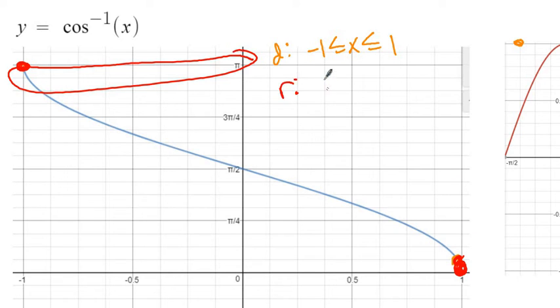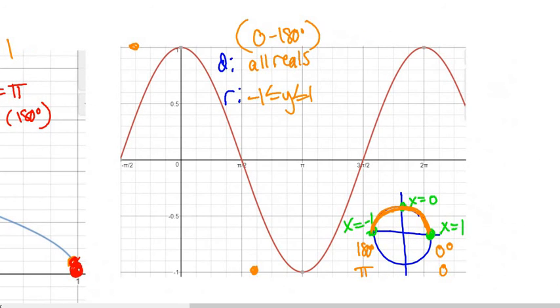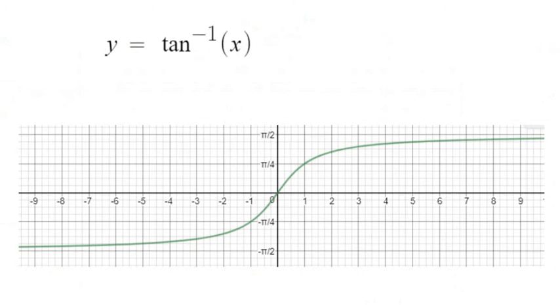So the range right here, 0 is less than or equal to y, which is less than or equal to pi, or 180 degrees. Why is that? Well, we just said, if you look at this graph right here, cosine goes through its total values between 0 and 180. So that's why inverse cosine has the range that it does.